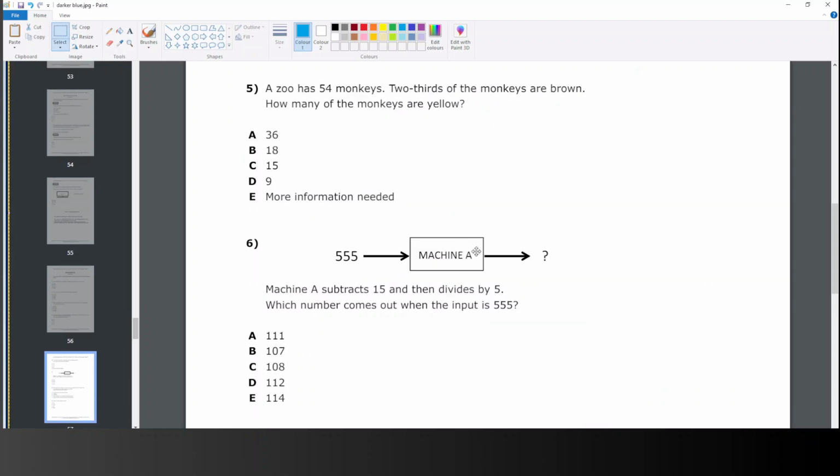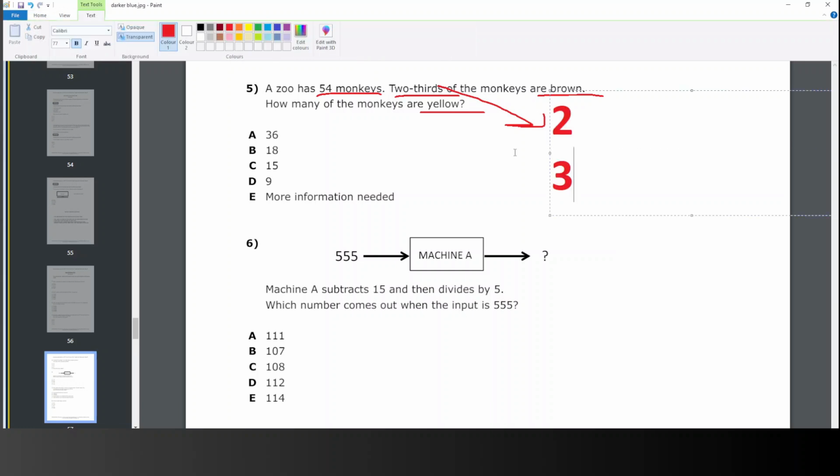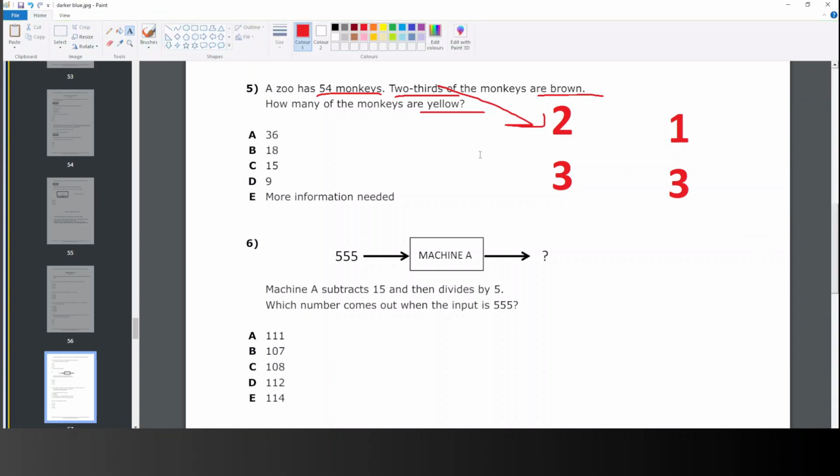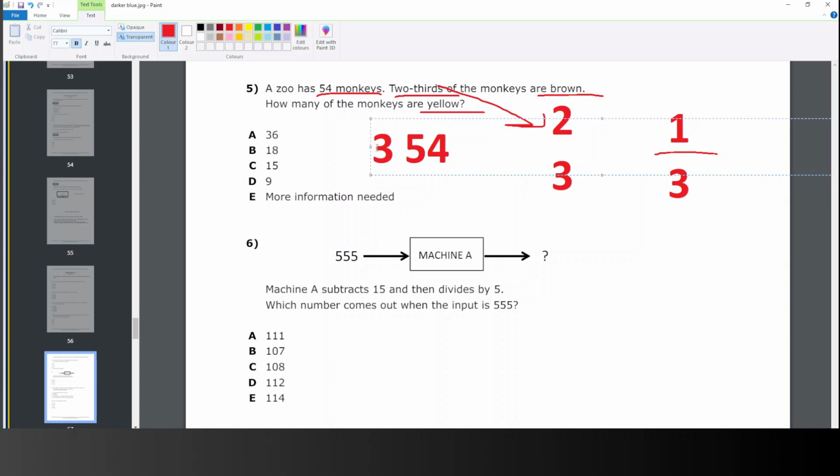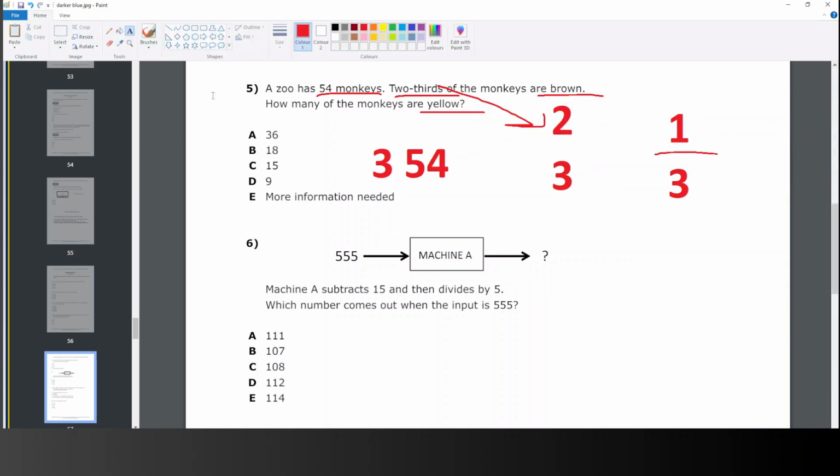That is the answer. A zoo has 54 monkeys. Underline the important info. 2/3 are brown. How many are yellow? So straight away you do the opposite of 2/3, which is 1/3. That's all we care about. That will be the yellow monkeys, and then we work it out. 54, 1/3 of 54. What does that mean? 54 divide 3. Don't be lazy. Pause the video now. I'll give you 5 seconds. What is the answer? Then I'll do it. The answer is 18 yellow monkeys.